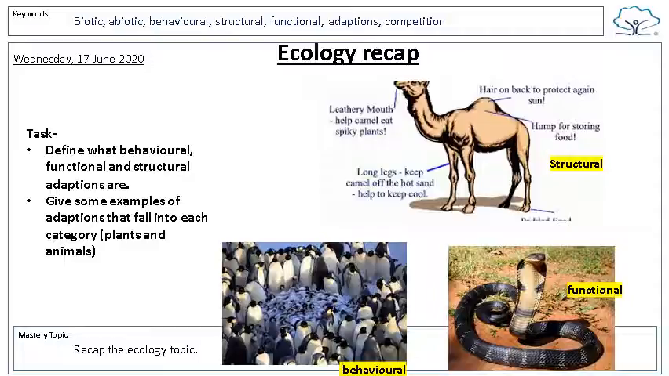A behavioural adaptation is a change in behaviour of an organism which helps it to survive within its environment. So the behaviour being illustrated in this picture is obviously that the penguins are huddling together for warmth. That protects them from the extreme weather which is going on the outside, and it means that the ones in the middle are more likely to survive.